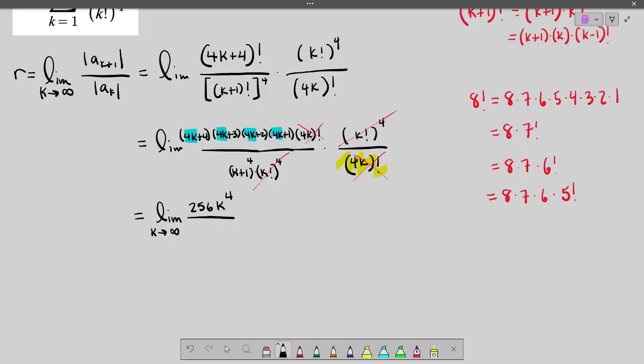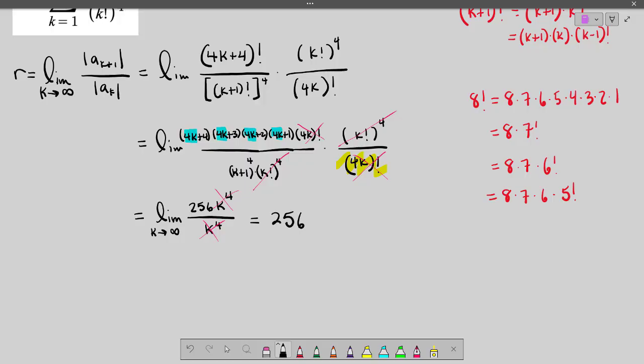And in the denominator, same idea. If we were to expand this all out, it's a polynomial, and the highest power of k is going to be that k term right in front, which will be k to the 4. Well, those guys cancel, k to the 4, k to the 4. So what is the limit as k goes to infinity of this whole thing? 256.